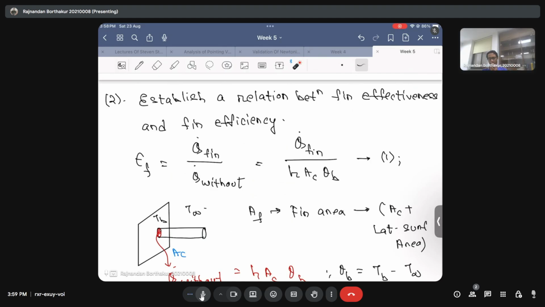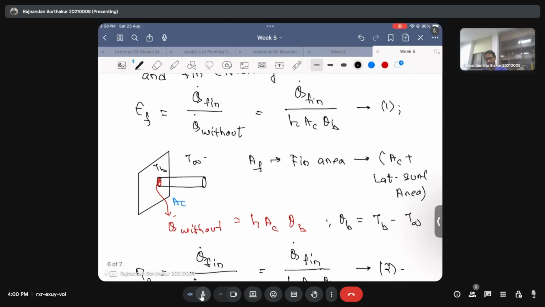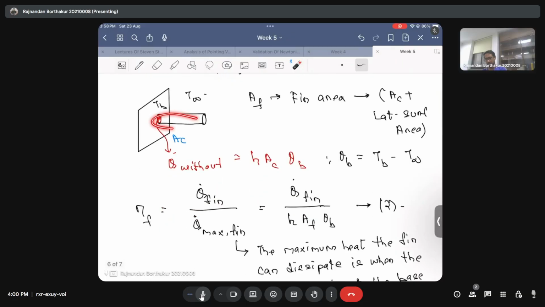Okay, so from this you can realize that your effectiveness will always be greater than 1 and your efficiency will always be less than 1. Because for the use of a fin to be justified, I repeat, you want effectiveness to be greater than 1, and of course efficiency will always be less than 1, because this is an ideal case where the entire fin will be at the base temperature, basically.